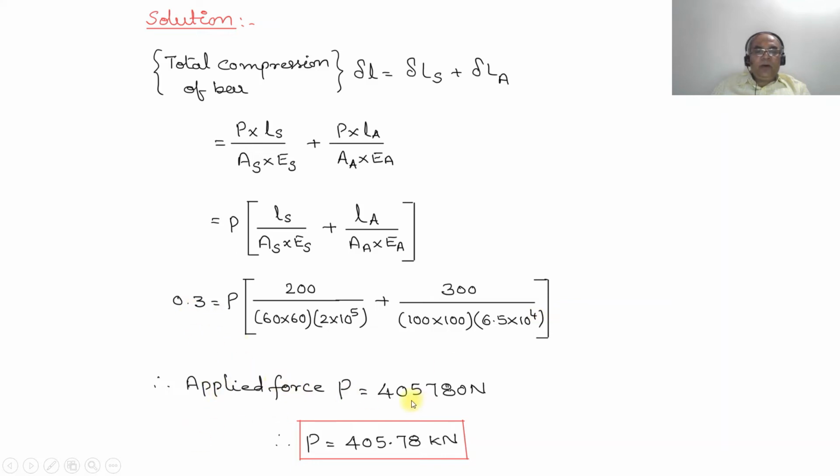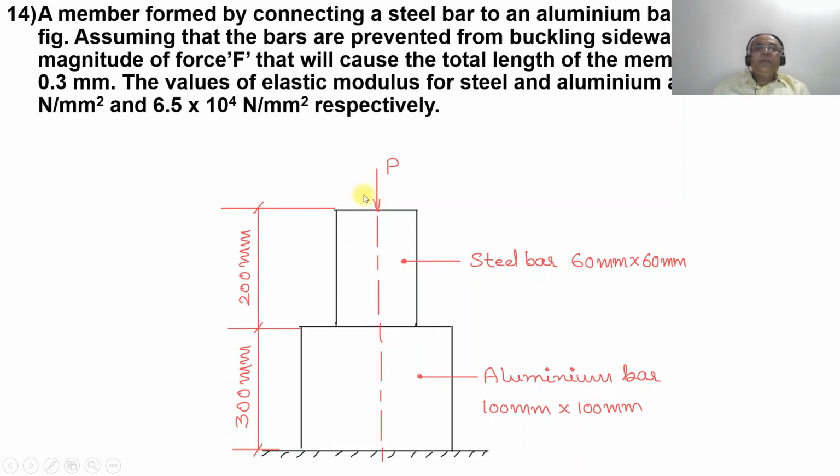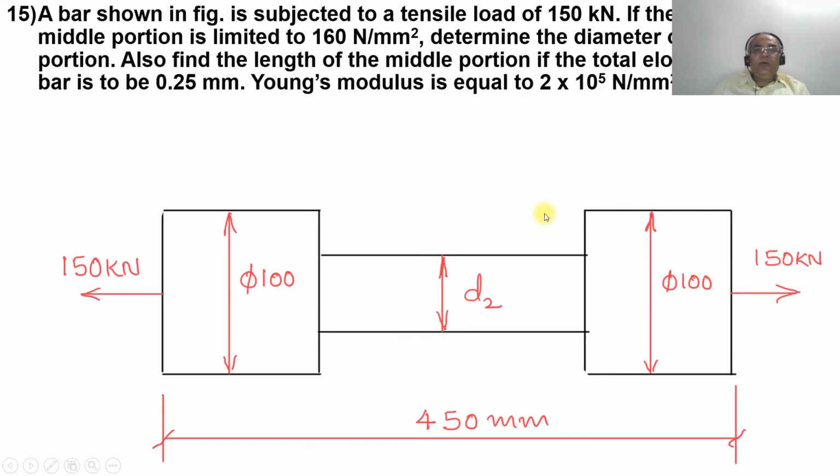Therefore, the applied force P, on simplification, you are going to get as 405,780 Newton. In terms of kilonewton, divided by 1000, you are going to get 405.78 kilonewton. That is the value of P. So this is how you will be able to find the solution for the load applied as force P. He has only asked for the magnitude of the force F or P that will cause the total length of the member to decrease by 0.3. So this is how we obtain the final solution. Now we go for one more problem. The problem number 15.